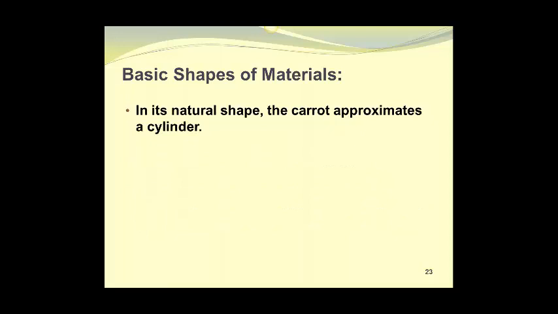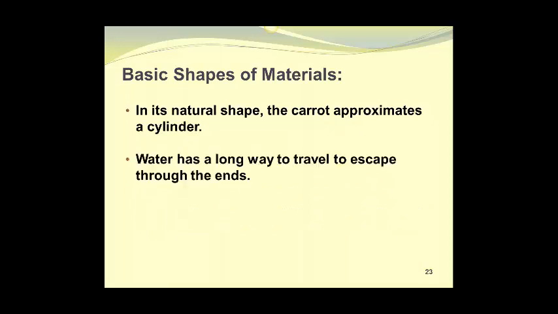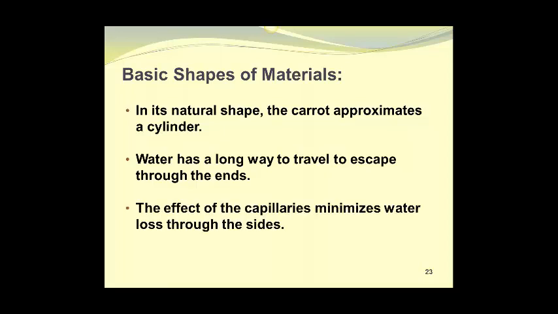In its natural shape, the carrot approximates a cylinder. Water has a long way to travel to the ends to escape, and the effect of the capillaries minimizes the amount of water that will be lost through the sides. So drying is very slow.